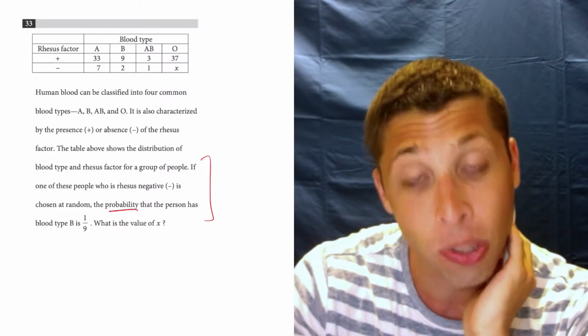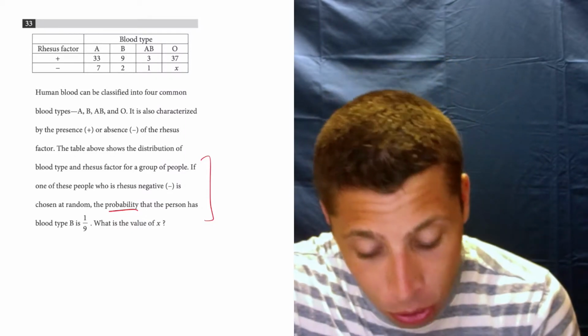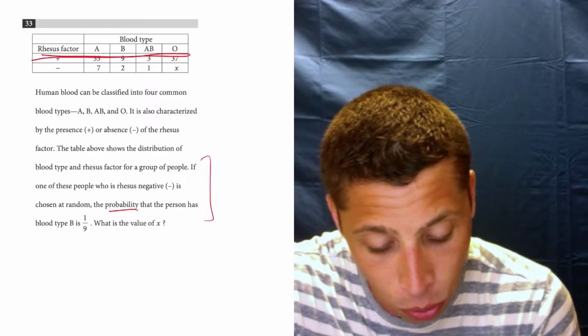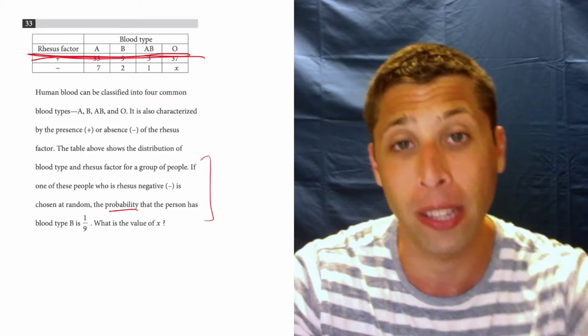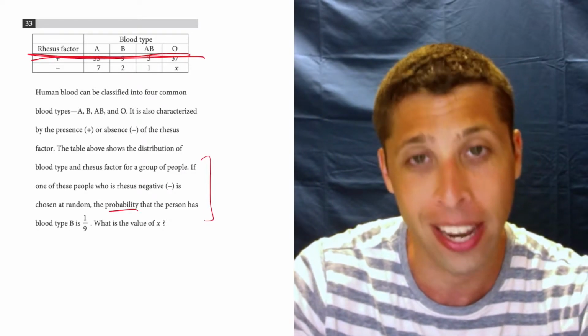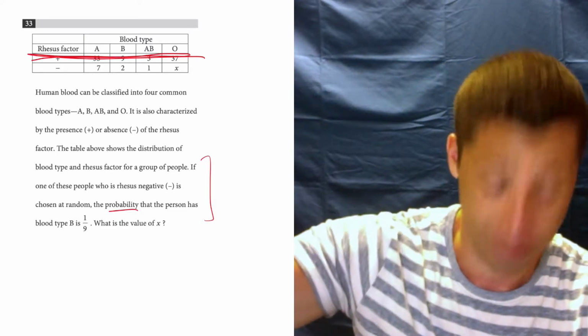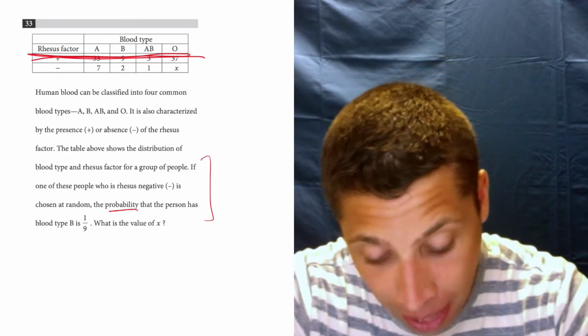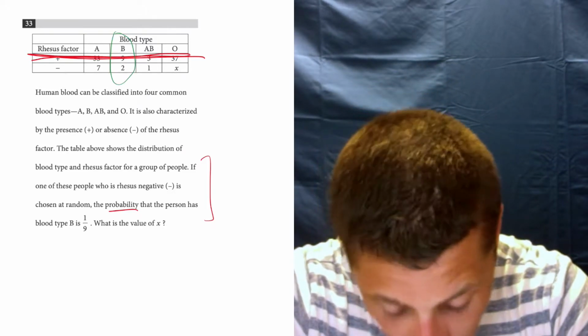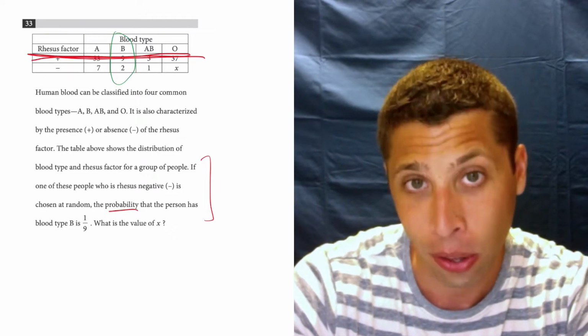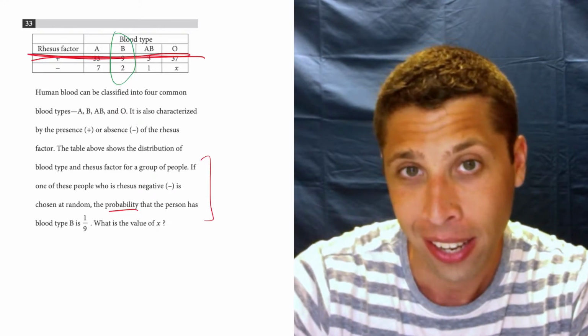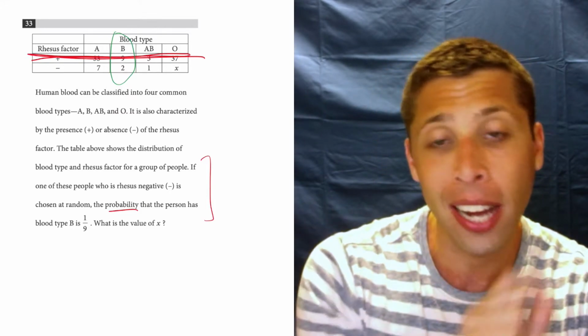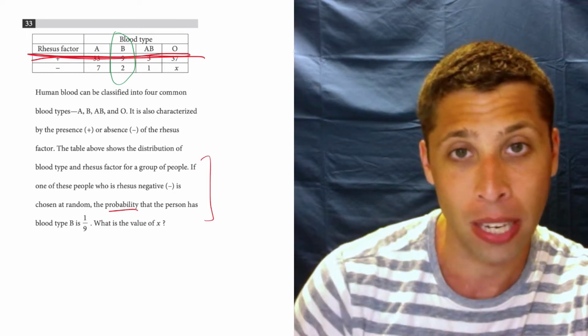So we're not choosing from all the people in the chart. We're only choosing from the bottom piece. So I'm going to cross out the plus people. I don't care about them at all. I only care about the negatives. I'm choosing from them. And if I do that, the probability that the person has blood type B is 1/9. Or another way to say that is 1 out of every 9 people is going to be blood type B.